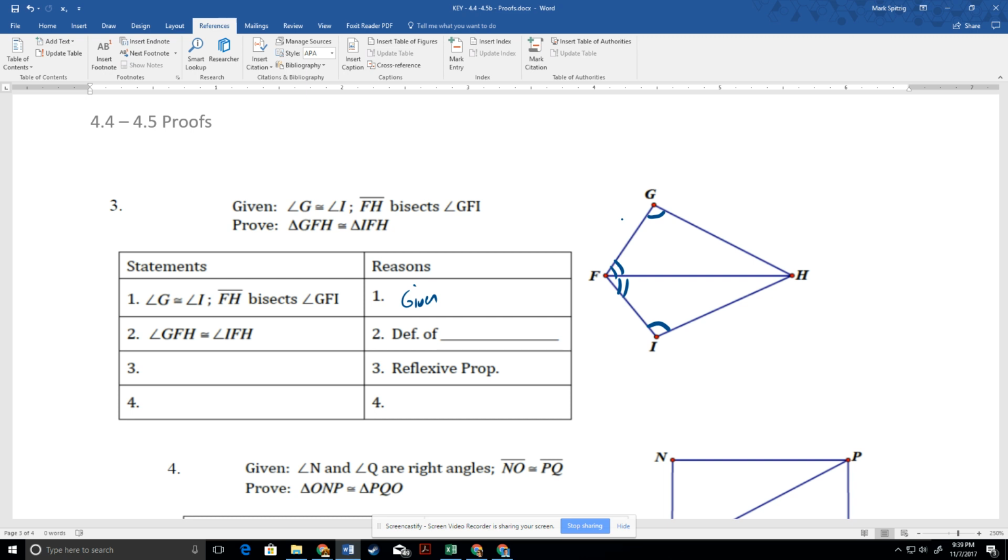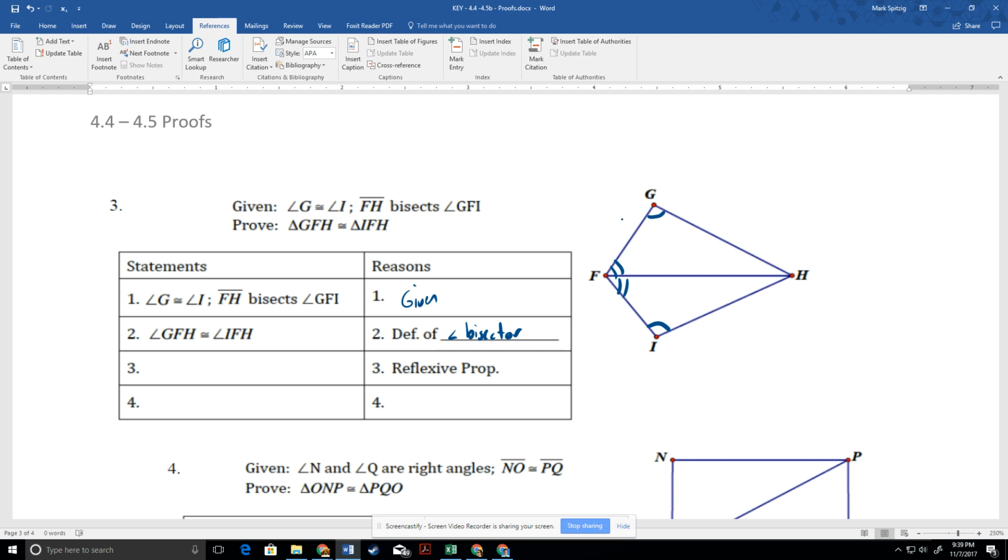And that makes sense, because the whole fact is FH is bisecting this big angle, GFI. So this whole angle, GFI, is being cut in half. That's what bisected means. And so we have two congruent halves here, which means that this has to be the definition of angle bisector. That's what an angle bisector does. It cuts an angle into two congruent angles. So because in step 1 we have that FH is bisecting angle GFI, it's splitting that angle into two congruent angles, which are GFH and IFH.